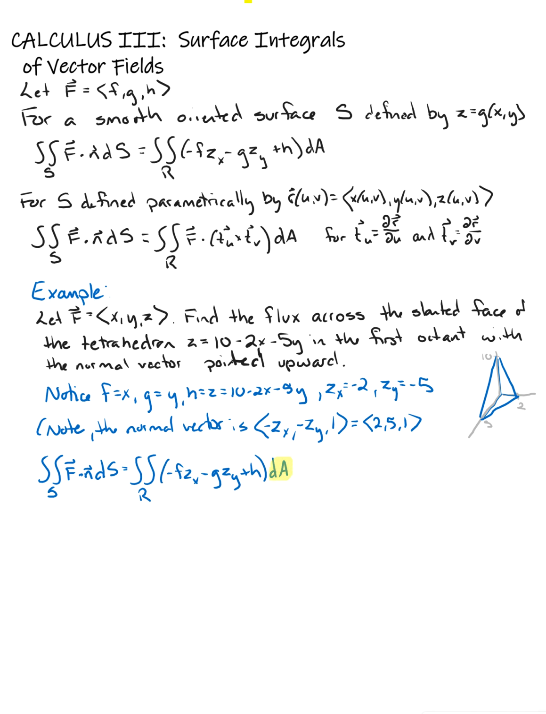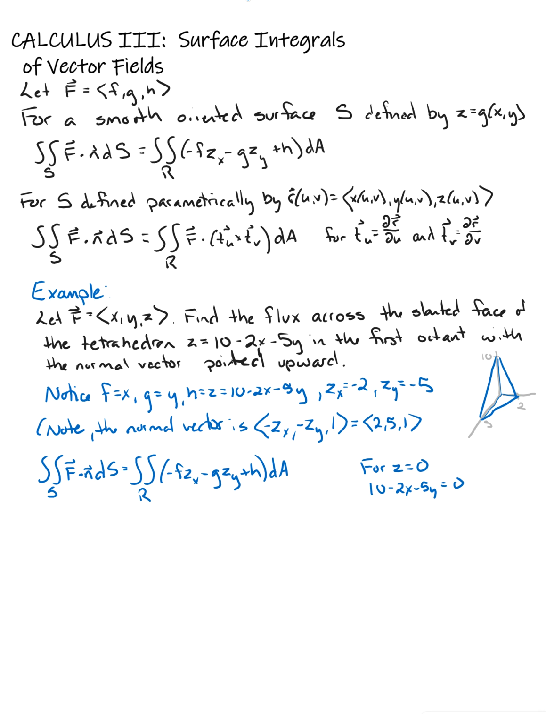Okay, I do need to figure out the values. Remember, dA in this situation is going to be dx dy or dy dx. So let's talk about those values. I want to find that area. The area that we're integrating with respect to is the area of the base, the floor of this tetrahedron. So for z equal to 0, which would give us the floor, we have that 10 minus 2x minus 5y is equal to 0.